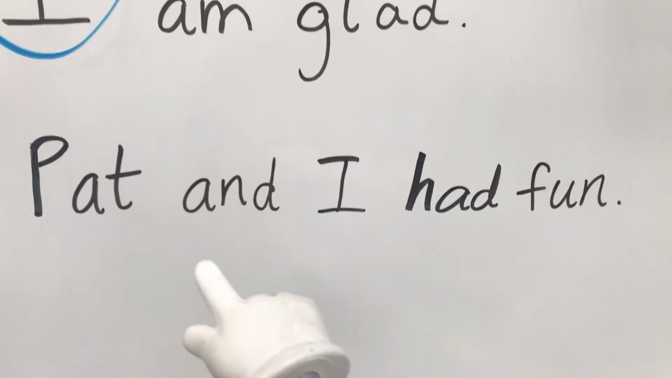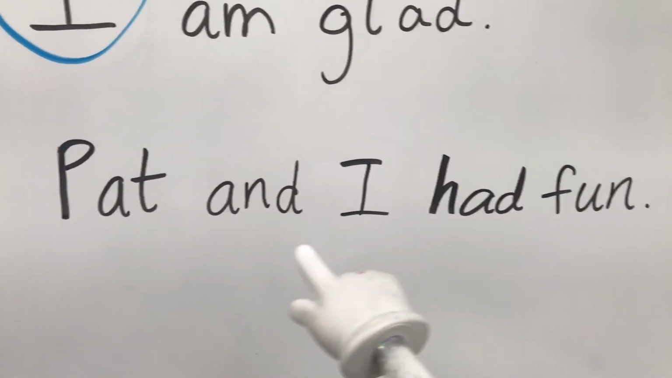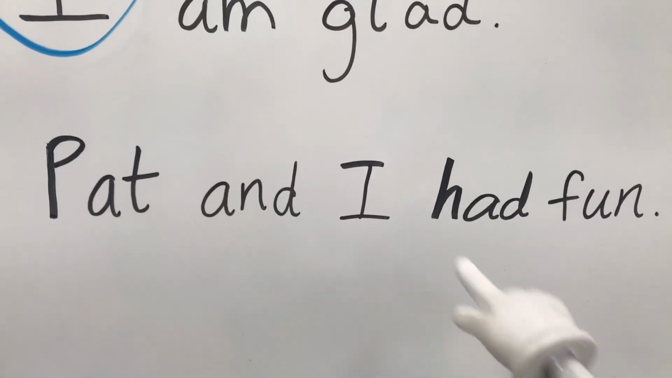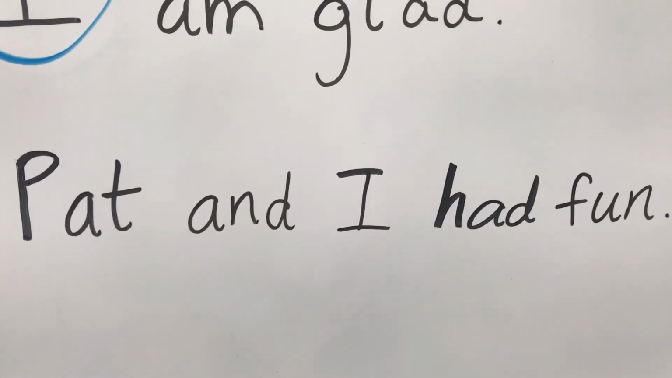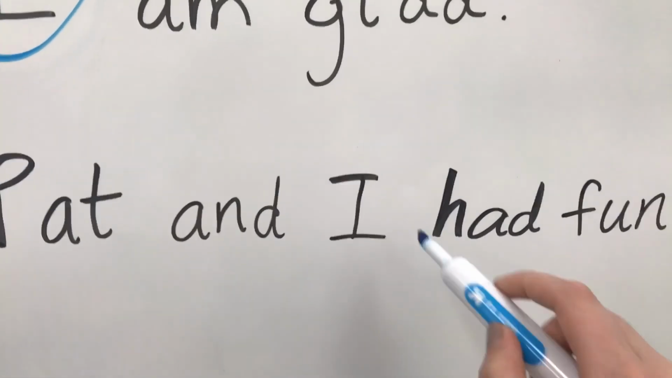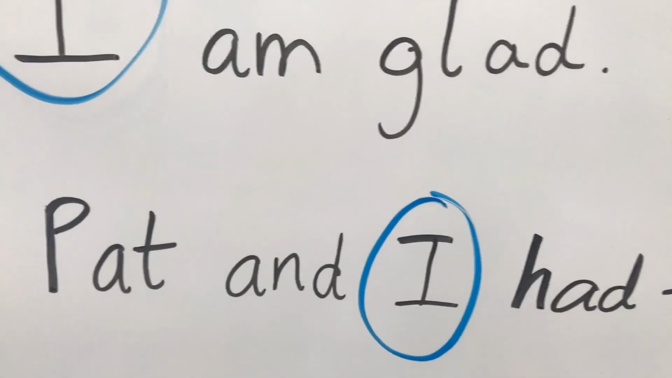Let's talk about one more sentence. This says, Pat and I had fun. Is it Pat and I had fun? No, it's Pat and I had fun. Can you point to the sight word I in this sentence? There it is. Pat and I had fun.